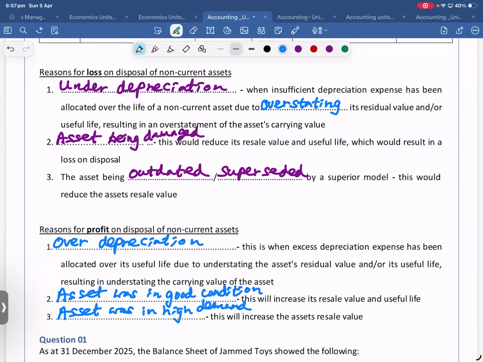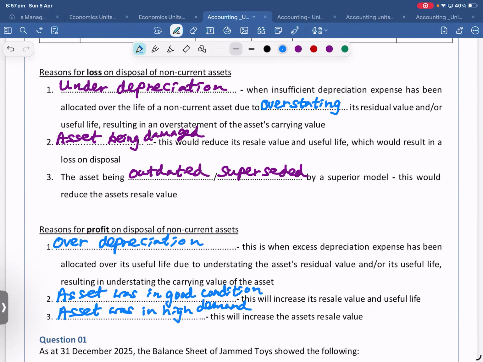Okay. Now, firstly, the harder part of this one is under and over depreciation, which I'll explain later. So before that, why do you think our asset on disposal will make a loss? Apart from the first reason, what is it? Asset being damaged. So if it is damaged, of course resaleable value will be lower, and we will get a lower selling price. So we will sell it at a loss.